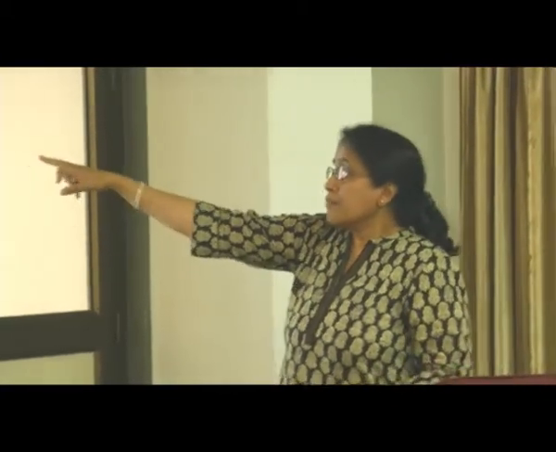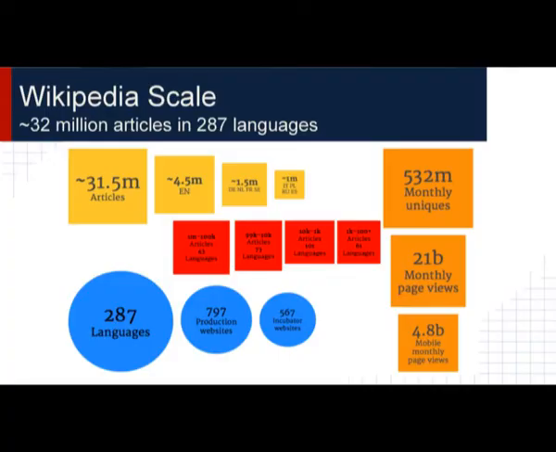But in 287 languages and 797 production websites that we run, that is, there are 797 projects that Wikipedia's universe has, including Wikipedia and other related projects, we have very little representation from the Indic languages or Indic subcontinent. We have 500 million unique users every month. So just think of the scale at which we are talking about this. 21 billion page views a month.